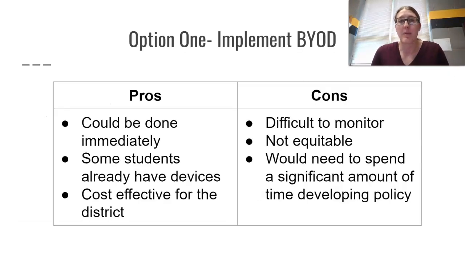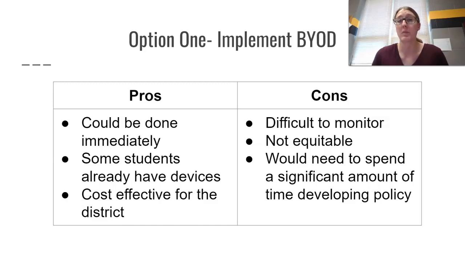So option one, implementing the BYOD. The pros would be it's done immediately. All of our students that have devices, we can get hooked up. This could be done honestly before the end of the current school year as a test run, and then we could implement it all the way the following year. Some students already have devices, and then probably the biggest pro is that this is extremely cost effective for the district. I mean, we might have to hire one tech assistant, admin assistant, just to help us with connecting devices and monitoring devices, but as far as cost is concerned, our cost is to our family, not our district. So that would not be the worst thing.